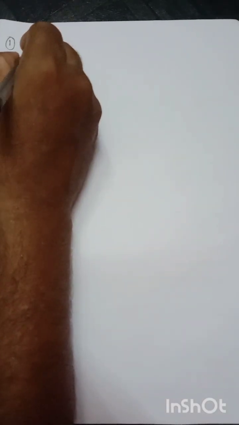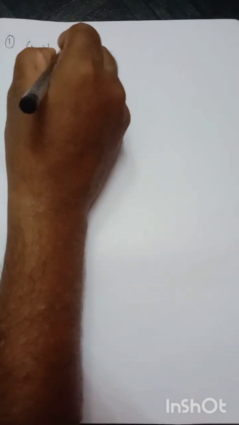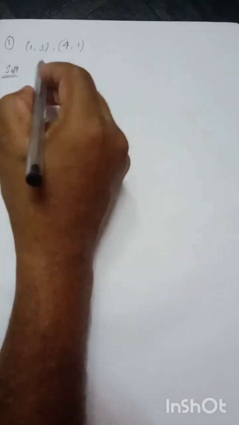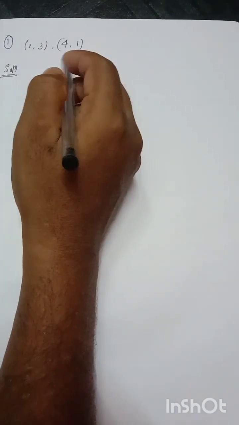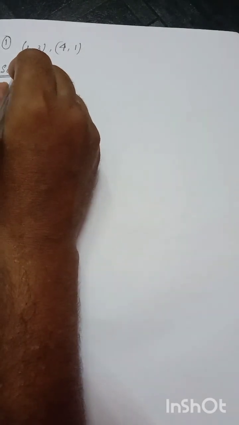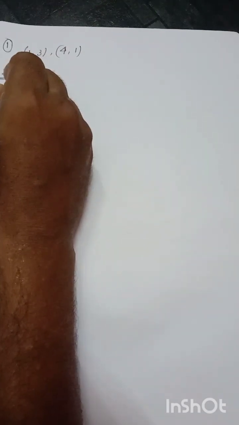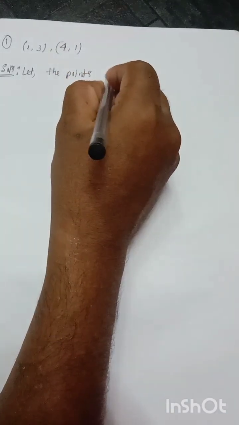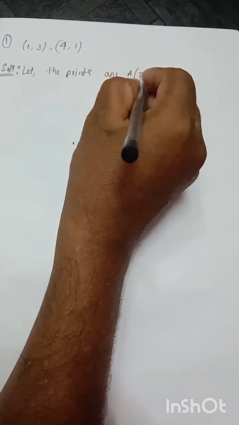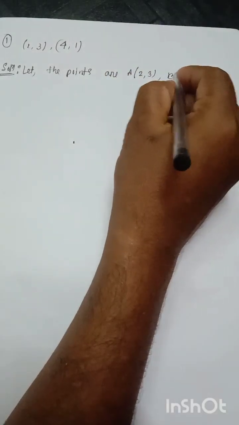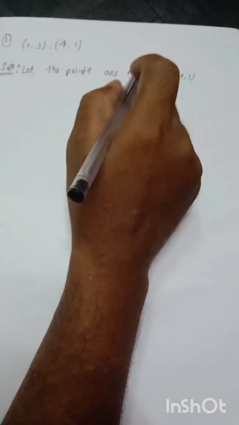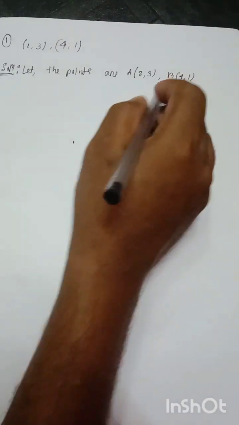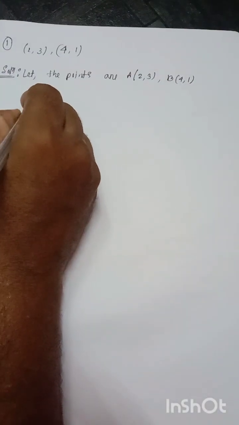Number 1 question, I have already written actually. It is 2, 3 and 4, 1. So how are we able to solve the question? Here 2 coordinates are given, but the point names are not given. So let the points be, take it as A 2, 3 and B 4, 1. So we have got 2 points. Now we have to find out the distance between A and B. That's why we have to write AB.